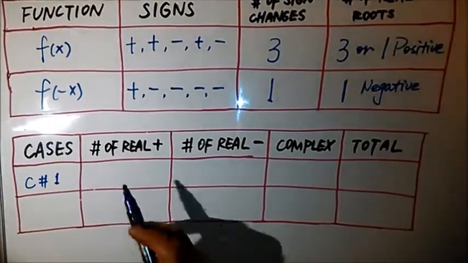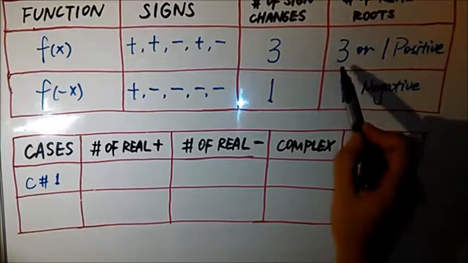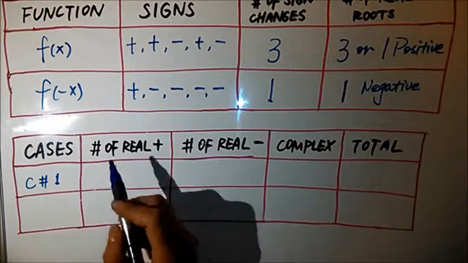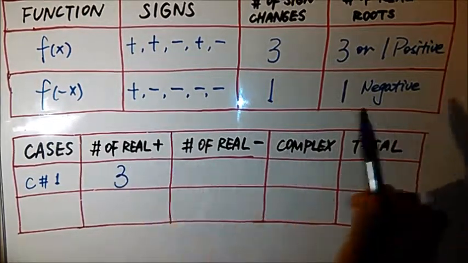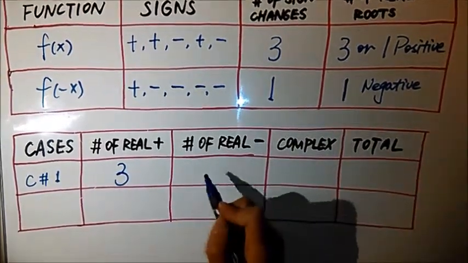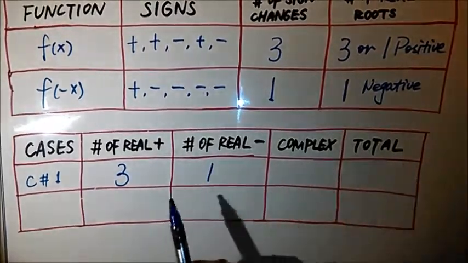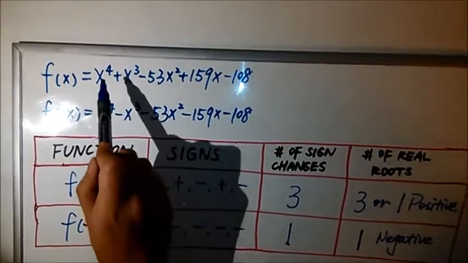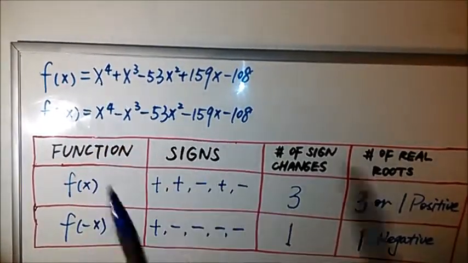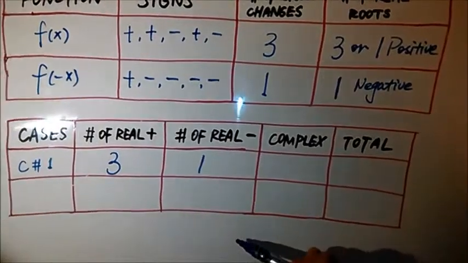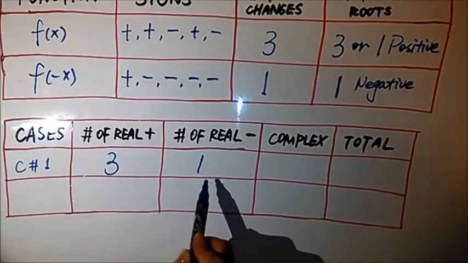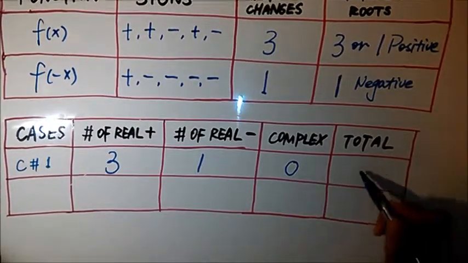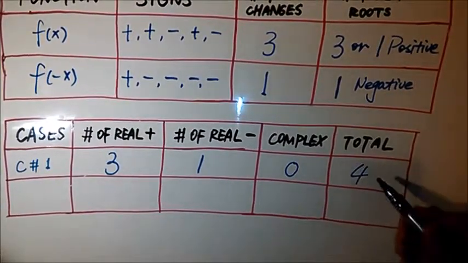We have a total number of 3 positive roots or 1 negative real root, and the highest power we have is 4, so we're going to have 4 solutions. We count the number of real roots we have so far. 3 plus 1 is 4, so we have 0 complex roots for a total number of 4. Great, that's the 4 solutions, that's what we want.